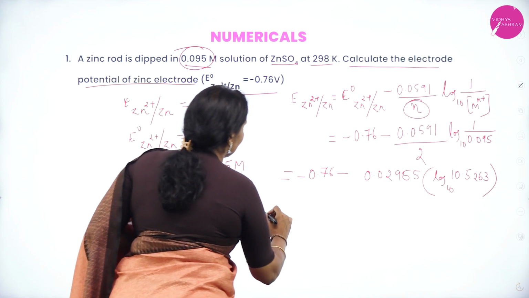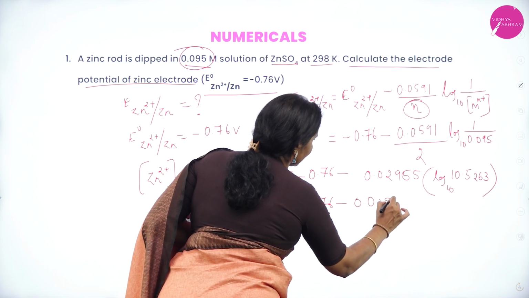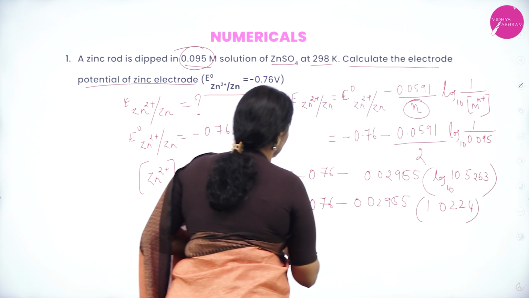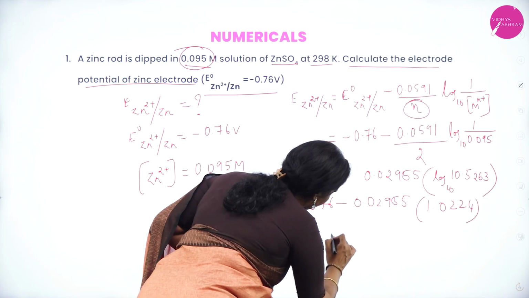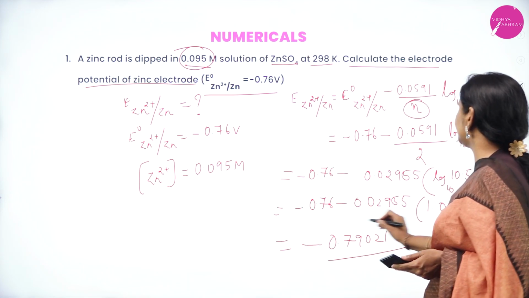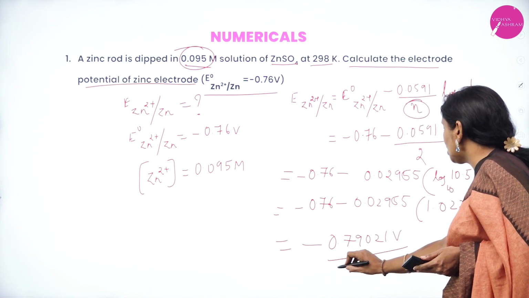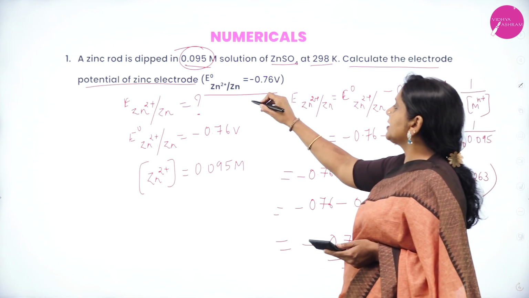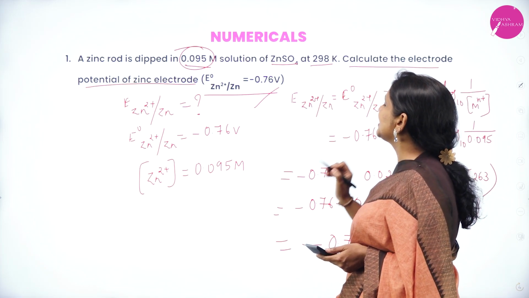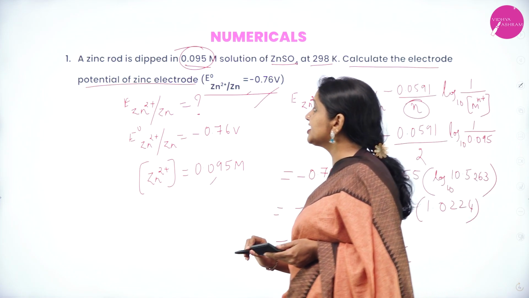0.095. So, minus 0.76 minus 0.0224. After simplifying, the value is minus 0.79021 volt. So this is the answer for the electrode potential of zinc electrode when E0 is given as well as its concentration is given.